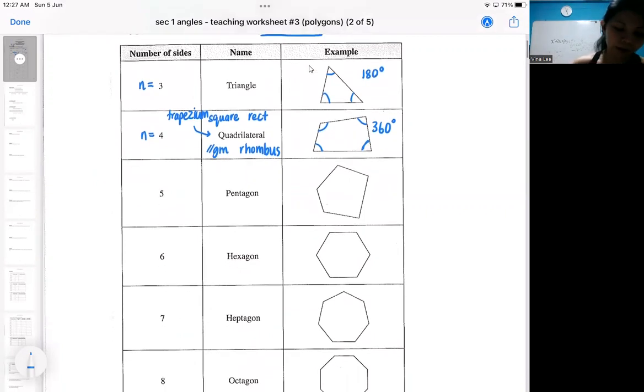When it comes to 5-sided, we call it a pentagon. In a pentagon, there will be 5 interior angles, 5 angles inside. If you take a look, in a triangle we have 3 interior angles. Interior means inside the shape. These 3 add up to 180. In a quadrilateral, we have 4 angles, and the 4 add up to 360. So if I have 5 angles in a pentagon, I would expect more than 360.